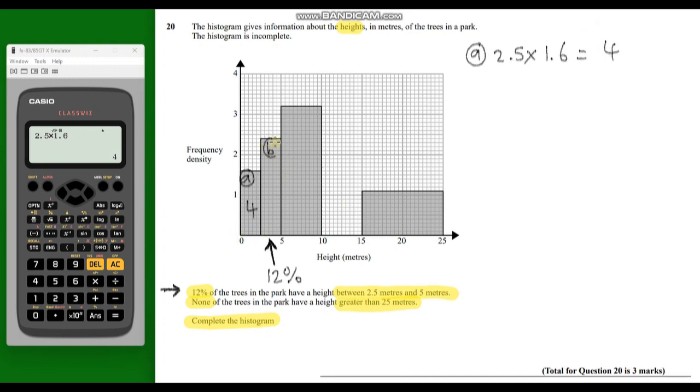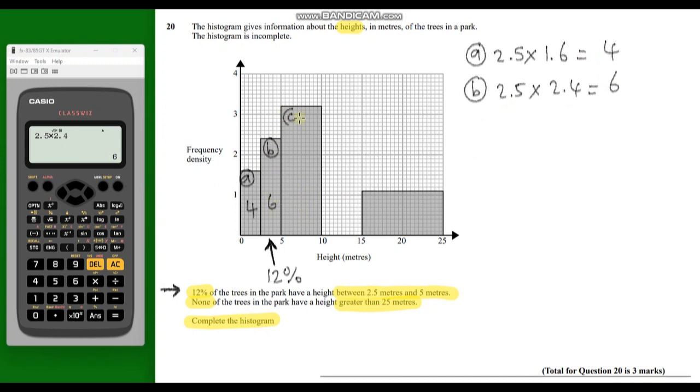Now let's have a look at this column. So B, again, it's going to be 2.5 wide. And the height is 2.4. So 2.5 times 2.4. And we get 6. So there are 6 trees in this category.